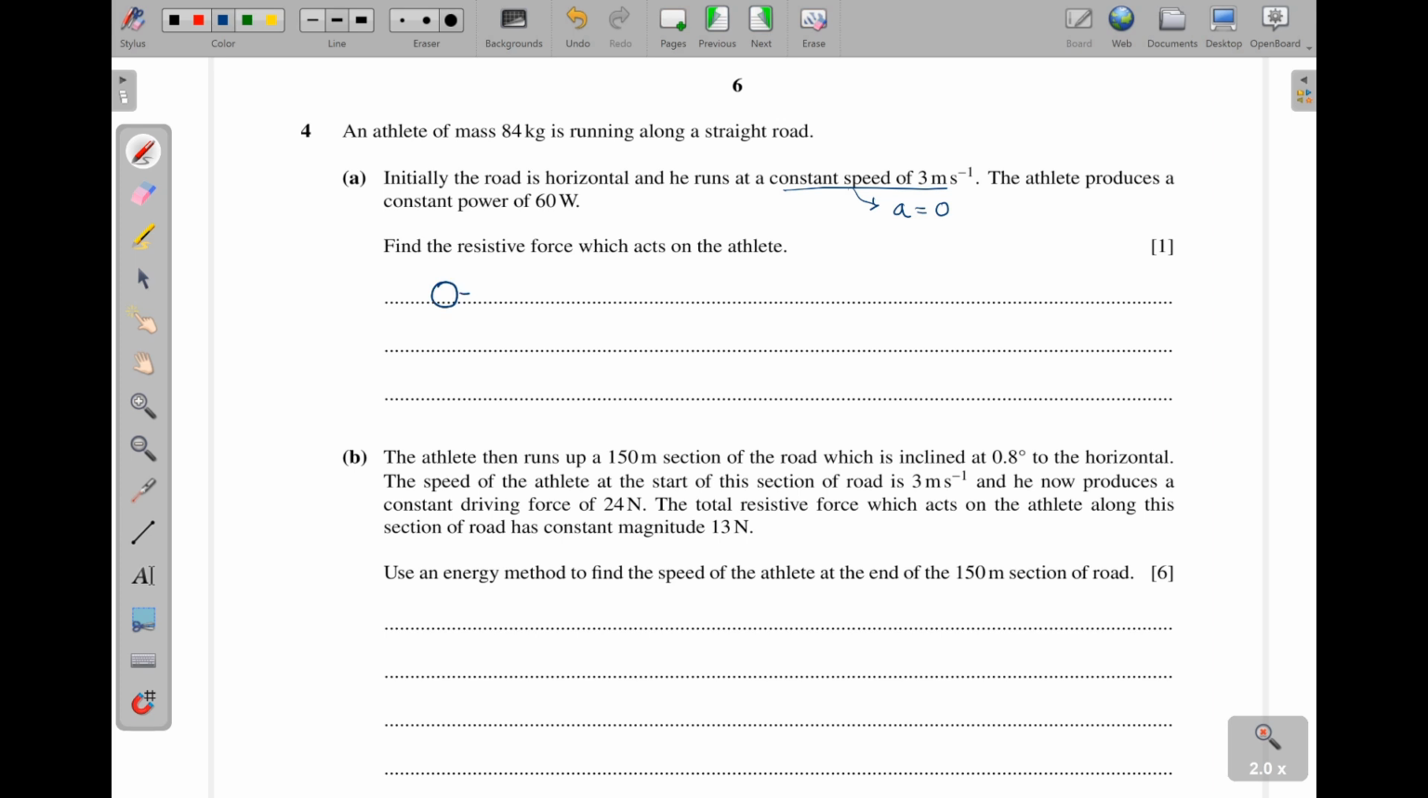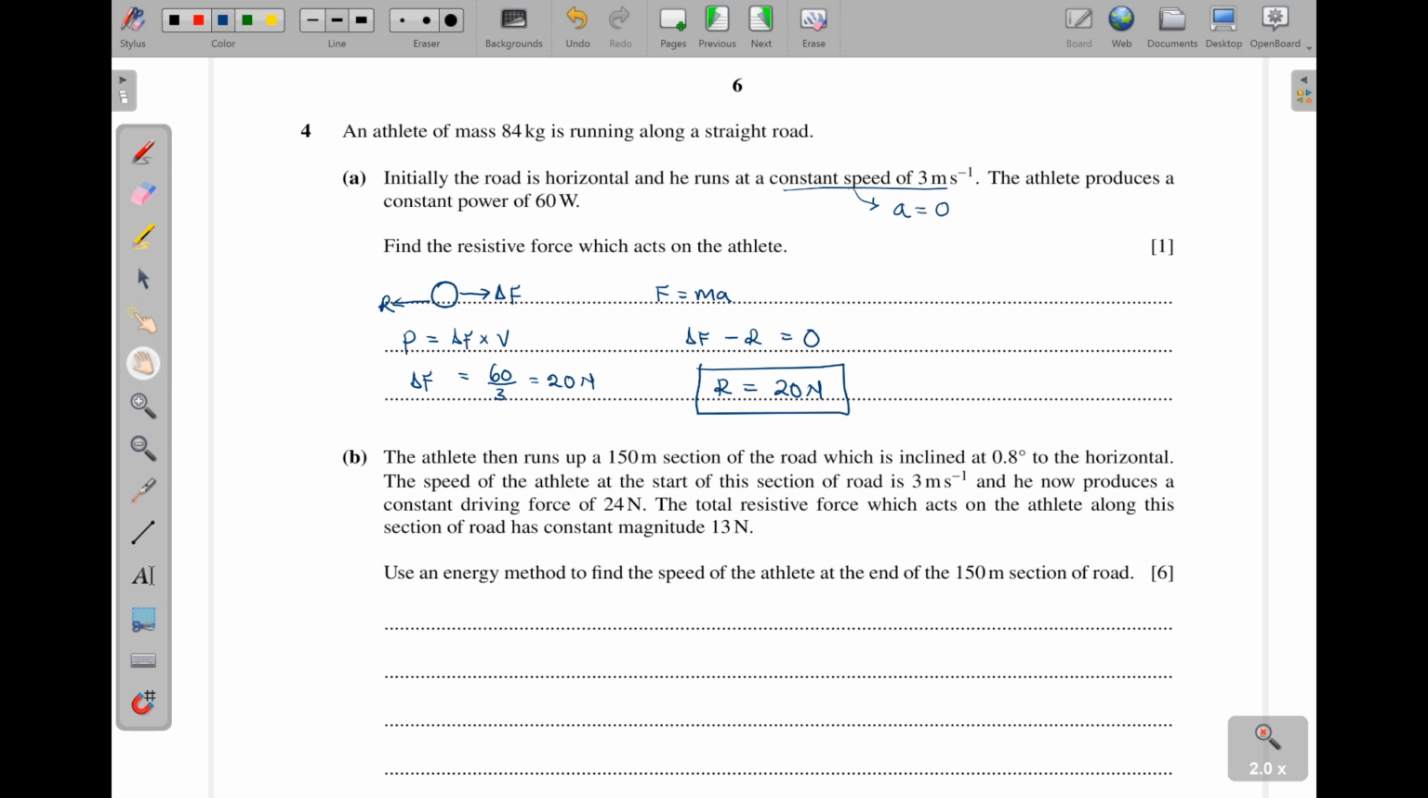So if this is my athlete as a particle, we have the driving force. Then here we have the resistance. Now, using force is equal to ma. Since it is constant speed, that means the driving force will always be equal to the resistance force. Now, power is equal to the driving force times the speed. So meaning the driving force shall be equal to the power, which is 60, divided by the speed, 3. And this one will give us 20 newtons. Then using this one here, the driving force minus the resistance force will be equal to 0 because acceleration is 0. So the resistance force will be equivalent to the driving force, which is 20 newtons.